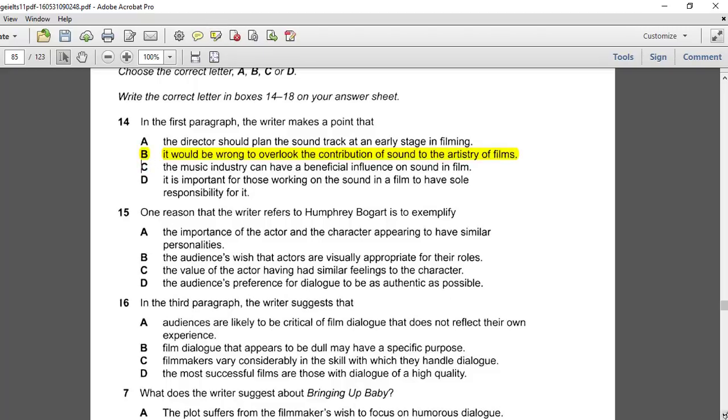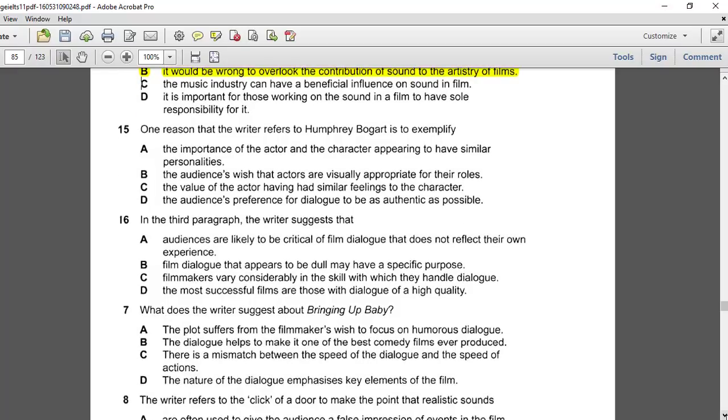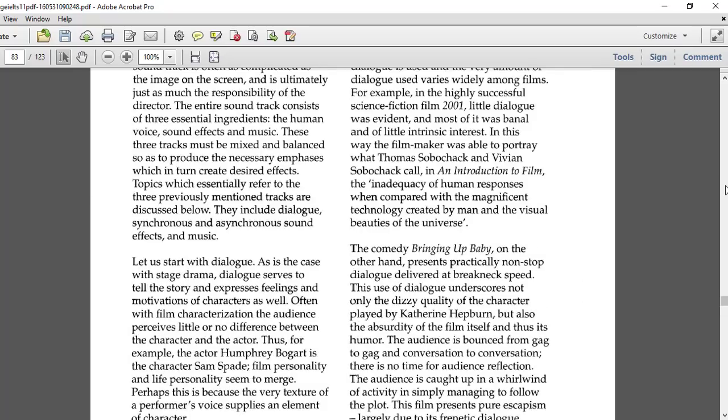Number 15. One reason that the writer refers to Humphrey Bogart is to exemplify what? The importance of the actor appearing to have similar responsibilities, personalities, the audience's role, the value of the actor having had similar feelings, the audience's preference for dialogue. Okay, let's get back to the second paragraph and see.